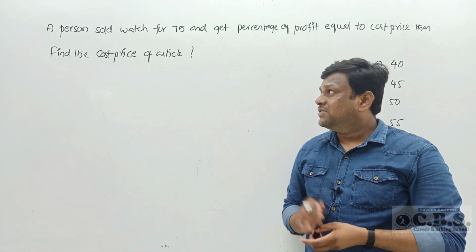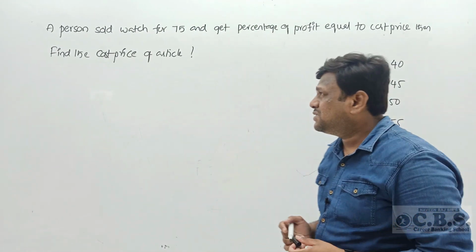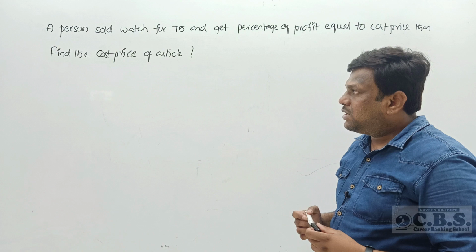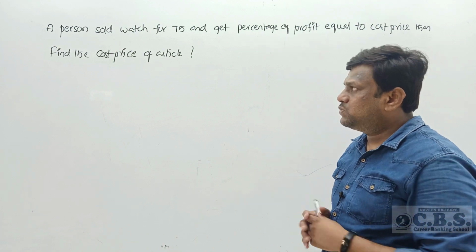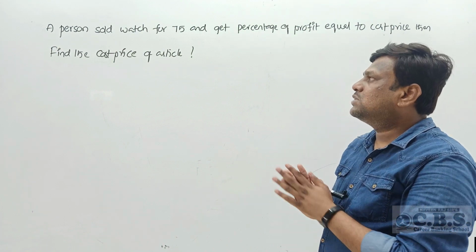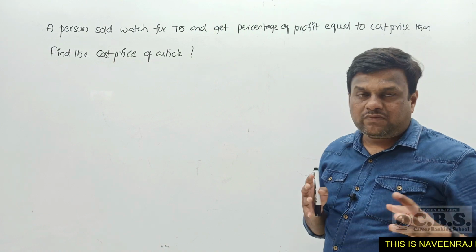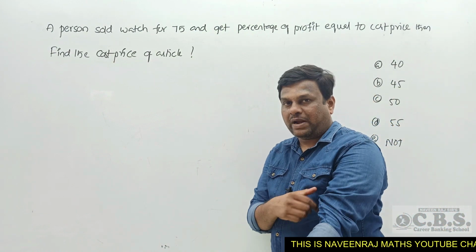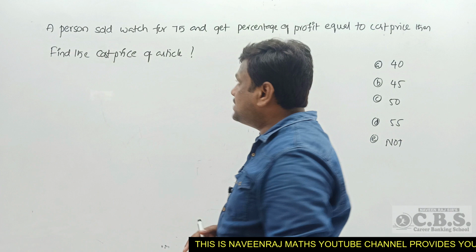Okay, let's go for the next model, when the profit percentage and loss percentage are numerically equal to cost price. This model is very important. First, we're going to discuss this model with the normal, formula-based method, then go for a prime factorization technique also. Okay, let's go for the normal method.